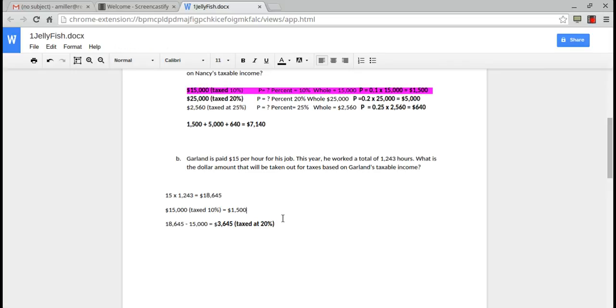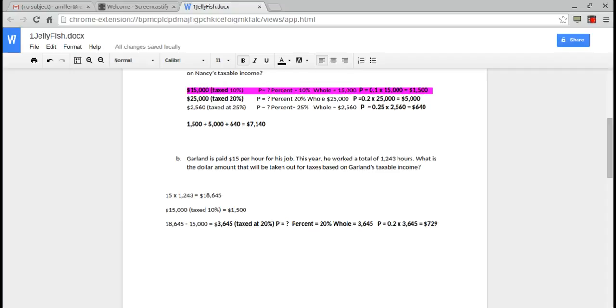This amount, however, is going to be different because here I have $3,645 being taxed at 20%, and up here I had the entire $25,000. So we can figure out our part, which we don't know, percent, which is 20%, and the whole, which this time is $3,645. Set up my equation, part equals percent, which I have to write as a decimal, times the whole amount. And we figure out what that is. I'm going to pull out my calculator. 0.2 times 3,645 will give me an answer of $729.